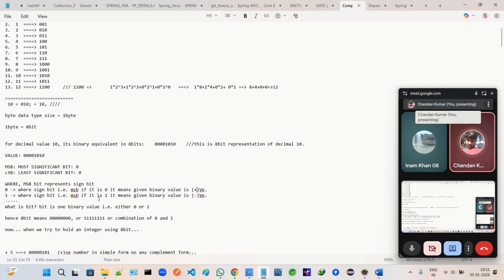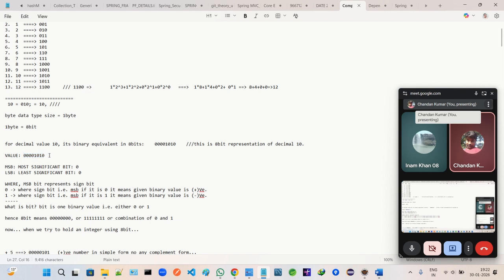So this is called the MSB, and this is called the LSB, the least significant bit. The most significant bit is the only bit responsible for representing the sign. Sign means what? Either positive or negative, right? So when the MSB is 0, the overall decimal equivalent value is positive. That's it. If the MSB is 1, the overall decimal equivalent of this binary value is negative.